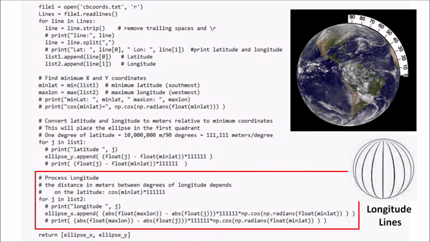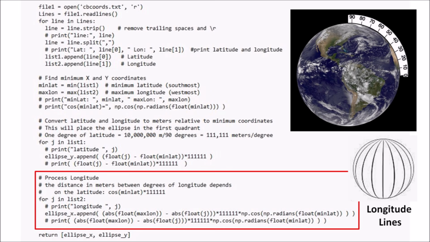The lines for longitude pass through the north and south poles, and they divide the Earth into wedge shapes like the sections of an orange. The distance between longitude lines is 111,111 meters at the equator, but it decreases in proportion to the cosine of the latitude. The calculation for meters has to take this into consideration.